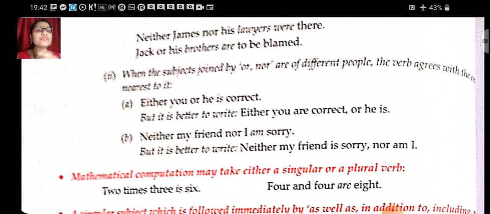So with plural you are supposed to use "are". But remember, there is "or". It means either I can be right or you can be right. Only one person has to be right. So again the conclusion comes to one person. That is the reason they have used "is". But it is better to write either you are correct or he is.